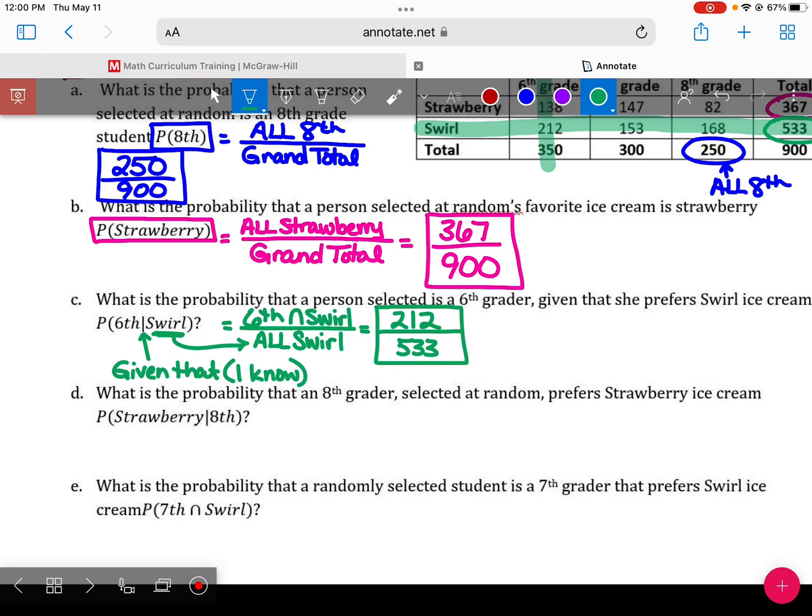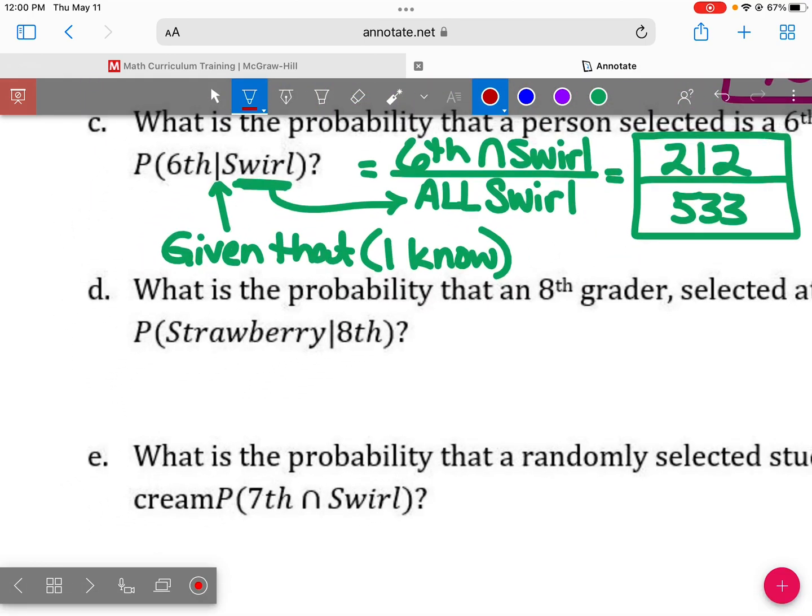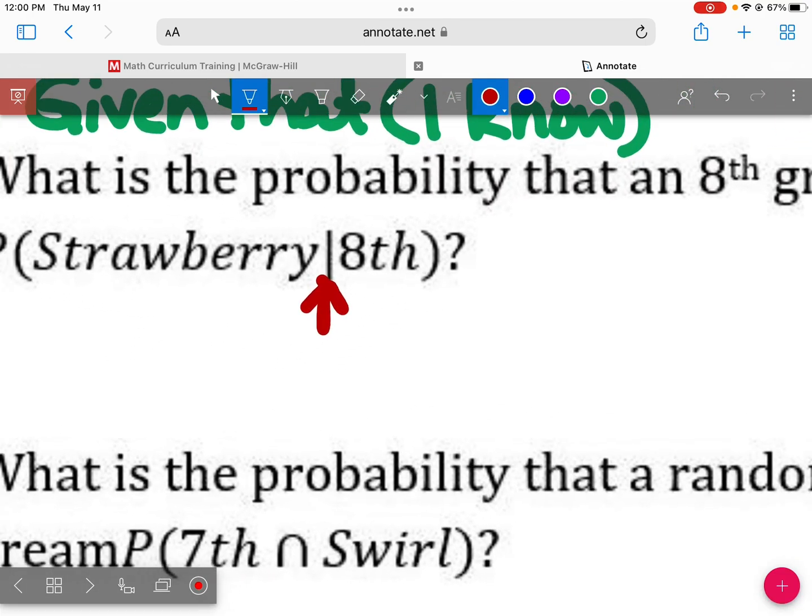For the next one, I have another given that here. What do I know this time?